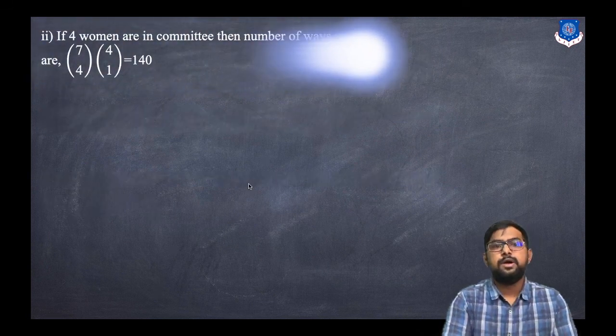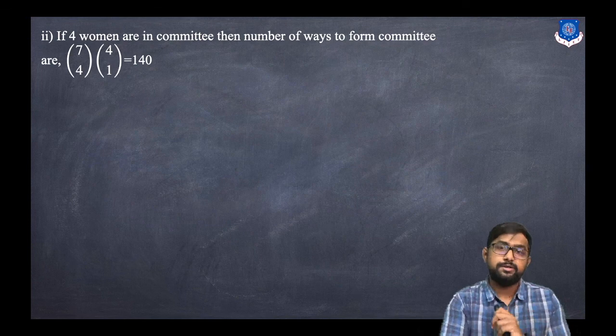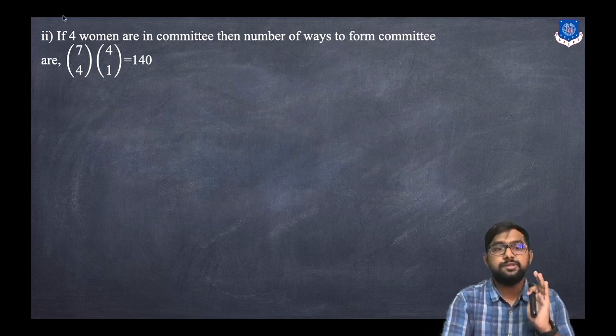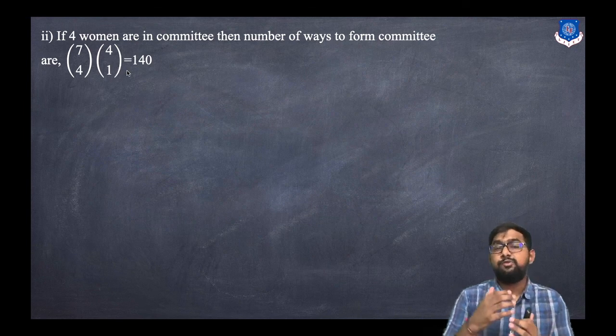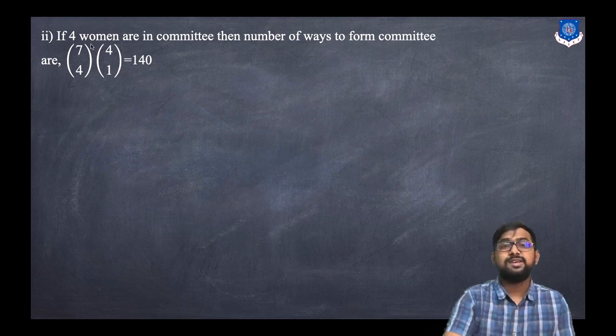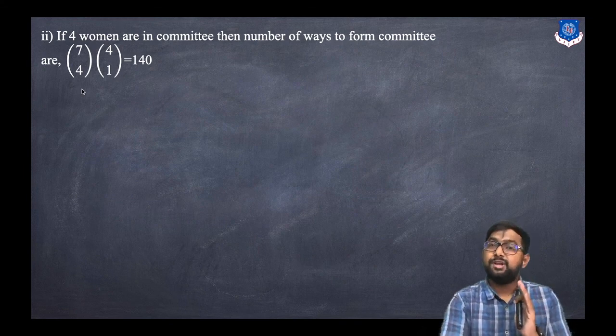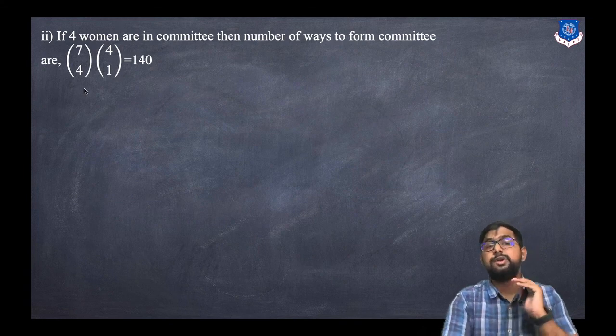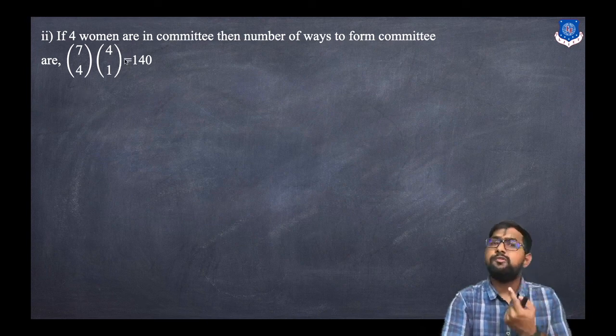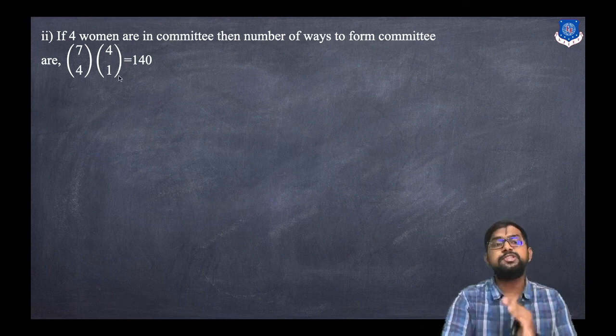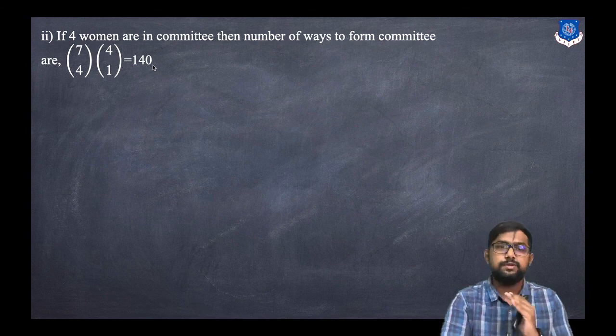Now if 4 women are in the committee, then the number of ways will be what? A total of 7 women are there, and we want 4 women. So the total number of ways of selecting 4 women out of 7 is 7C4. Now we have a committee of 5 people, so only 1 is remaining, a man out of 4 men, so that is into 4C1. So the total number of cases is 140.